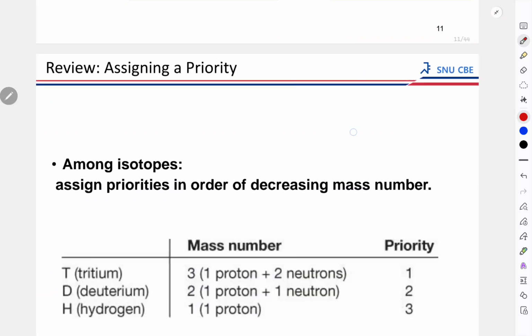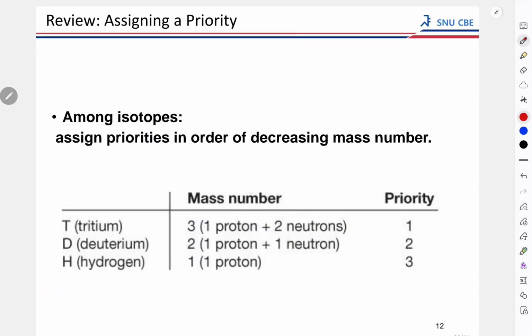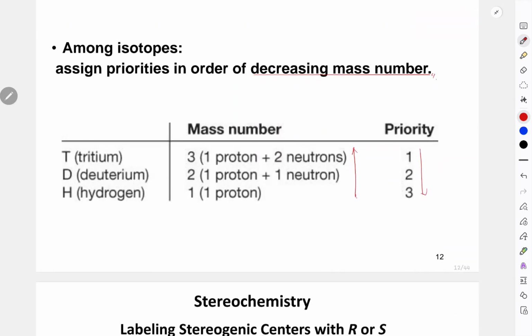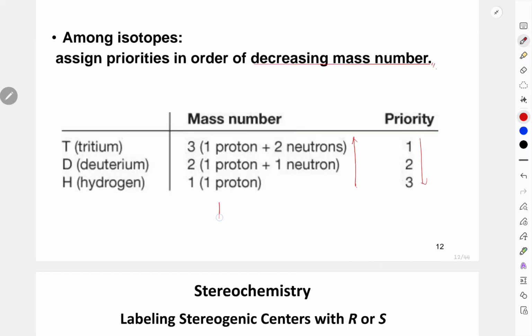This is what we discussed. You can assign priority in order of decreasing mass numbers. So here we're comparing hydrogen and deuterium groups, and the priorities follow: the higher the mass number, the higher the priority. 1, 2, 3, meaning this one has the highest priority among this class.